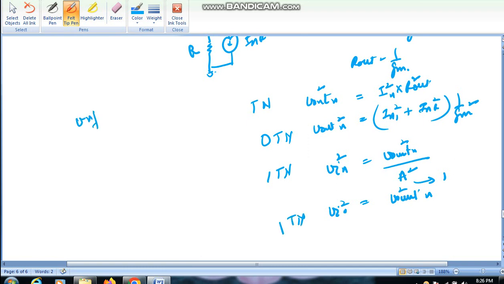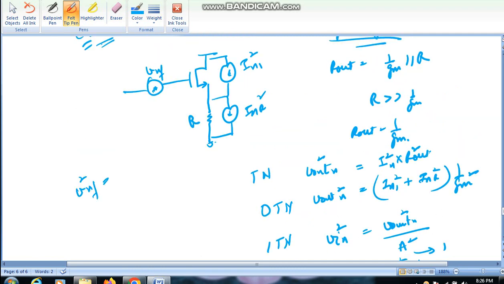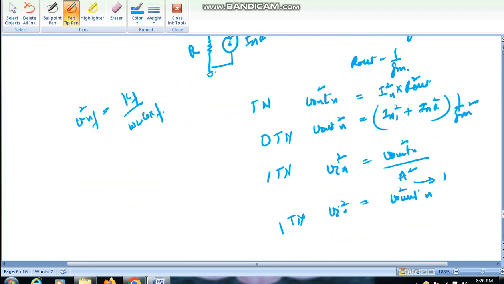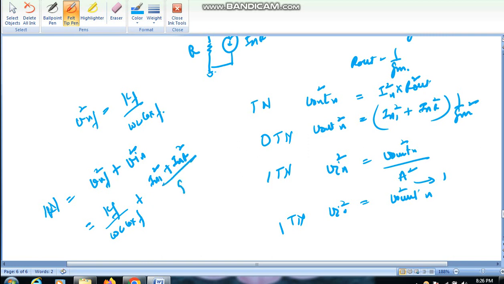Now Vnf square for this amplifier, because there is one device, is given by Kf by W L Cox F. Okay, now total input referred noise is given by Vnf square plus Vin square, that is equals to Kf by W L Cox F plus (In1 square plus INR square) divided by Gm square.